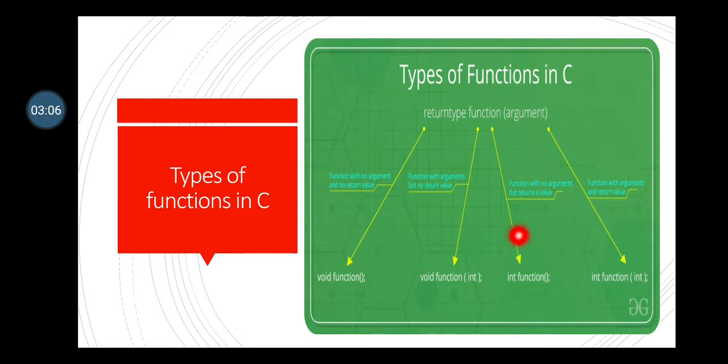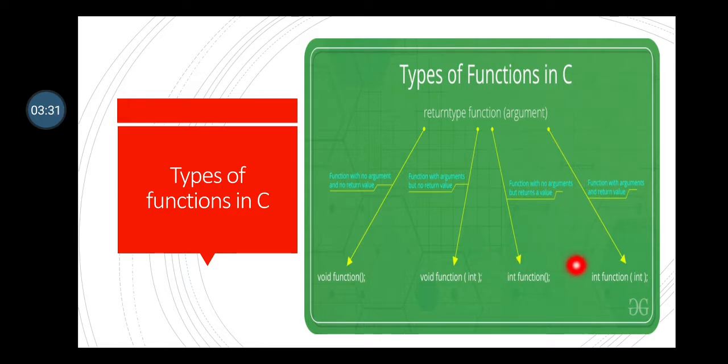Now in the next one, function with no arguments but returns a value, means the argument list will be empty over here. As you can see, the parentheses are blank, there is nothing in the parenthesis, but it has to return something, so the return type will be integer or float or whatever type you want to return.